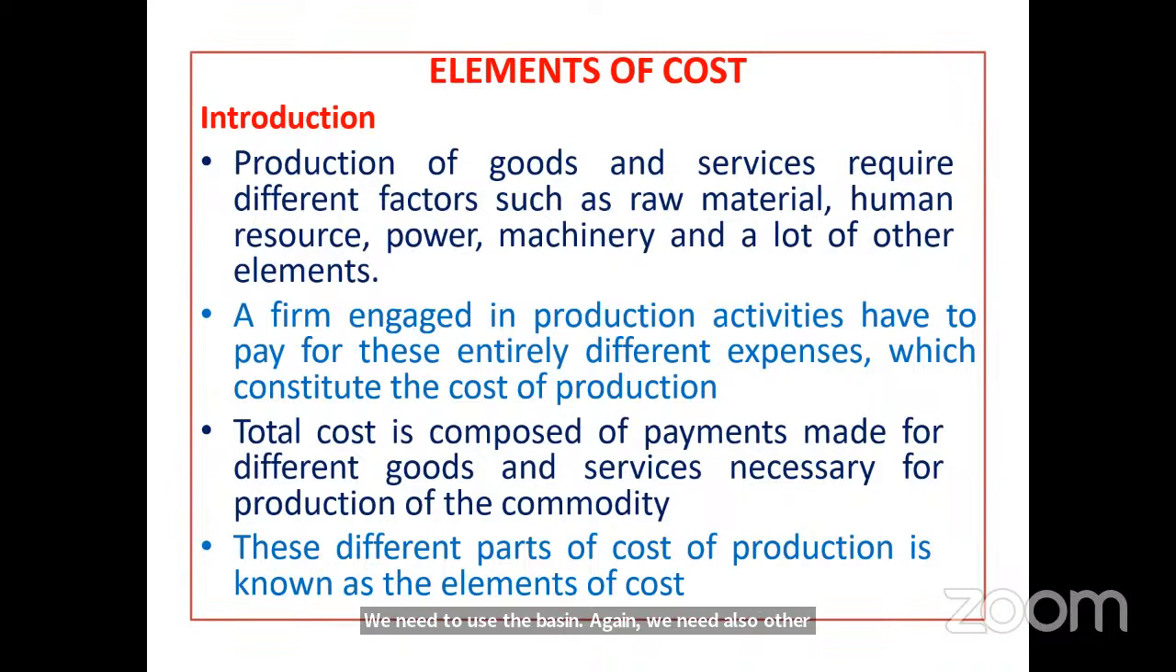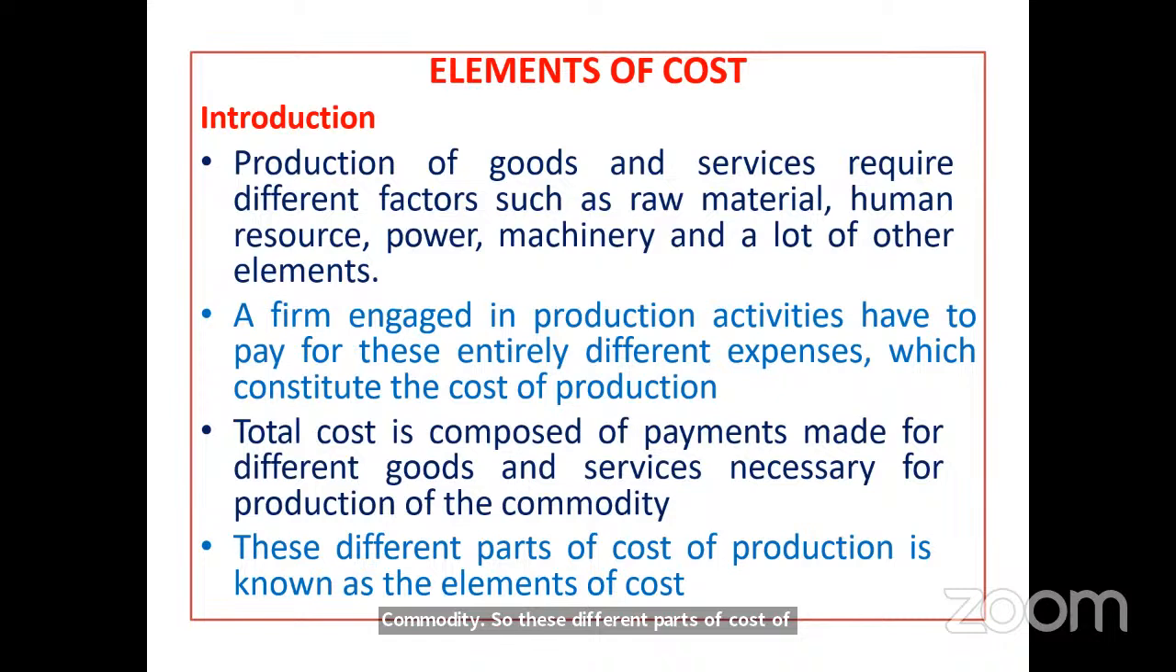So a firm engaged in production activities has to pay for these entirely different expenses, which constitute the cost of production. Please remember, total cost is composed of payments made for different goods and services necessary for the production of the commodity. So these different parts of the cost of production are known as elements of the cost.